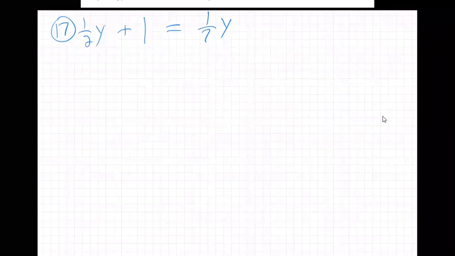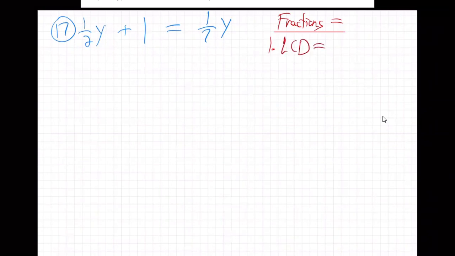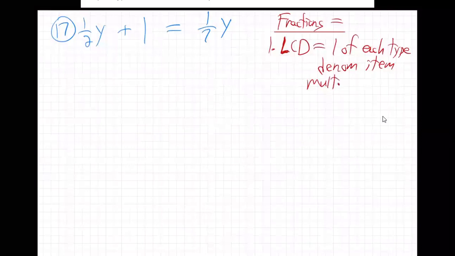Okay, so here we have fractions with an equal sign. How do we solve it? Well, whenever we have fractions, step number one is find the LCD. What is the LCD? It's one of each type of denominator item multiplied together. So one of each type of denominator item multiplied together.